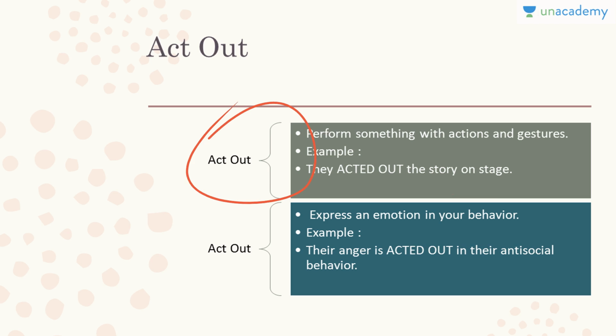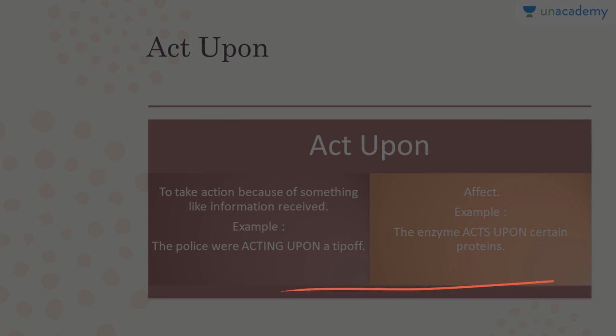The second meaning of act out is express an emotion in your behavior. A lot of time this happens, right? Like we don't want to show something, but we want to mask our emotions, but then the way we behave, it's very evident. Just say some people are very short tempered, so probably they're very antisocial, and they'll act out in this way that you can figure out कि हाँ ठीक है, maybe he's not saying it, but we know that he's antisocial. So their anger is acted out in their antisocial behavior.